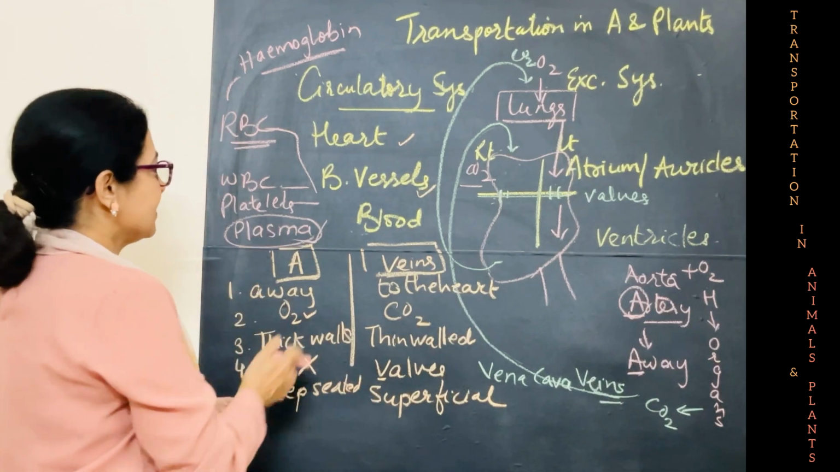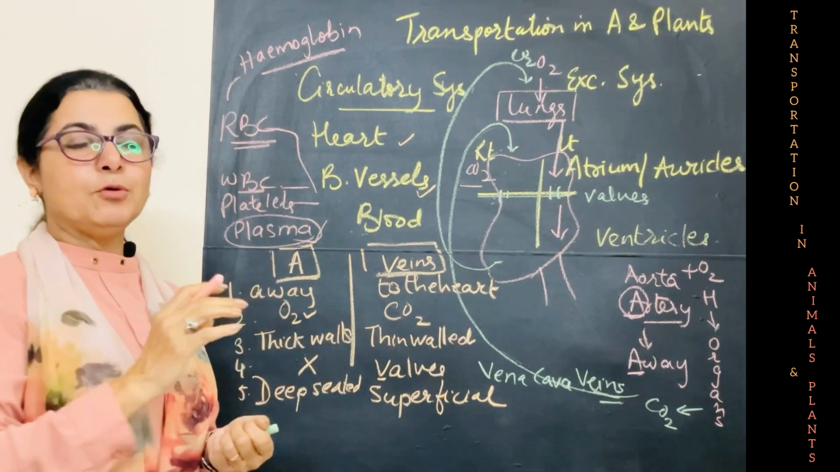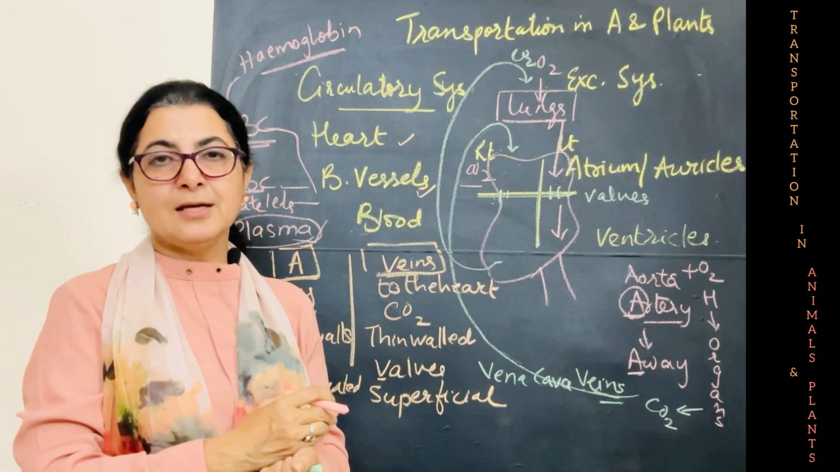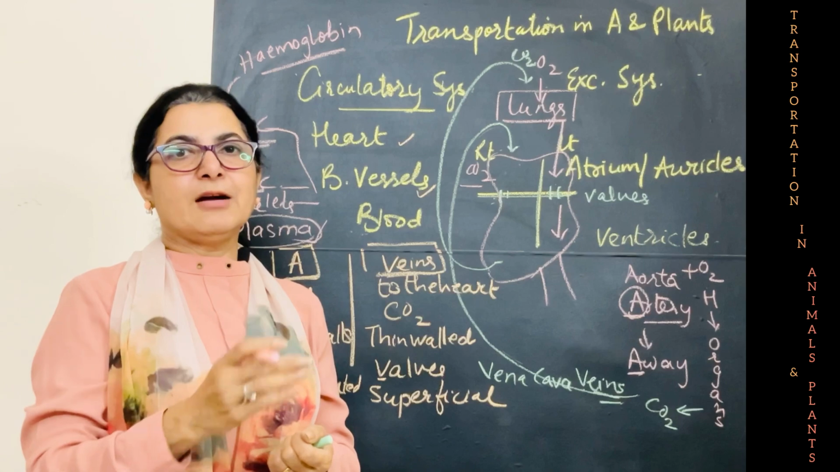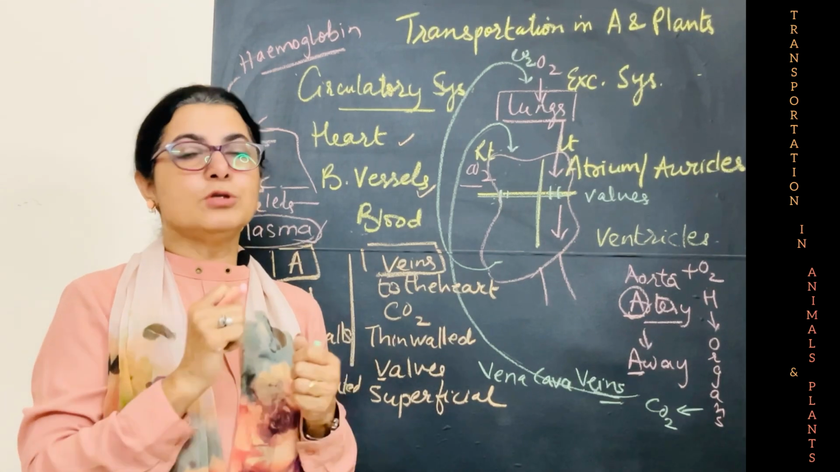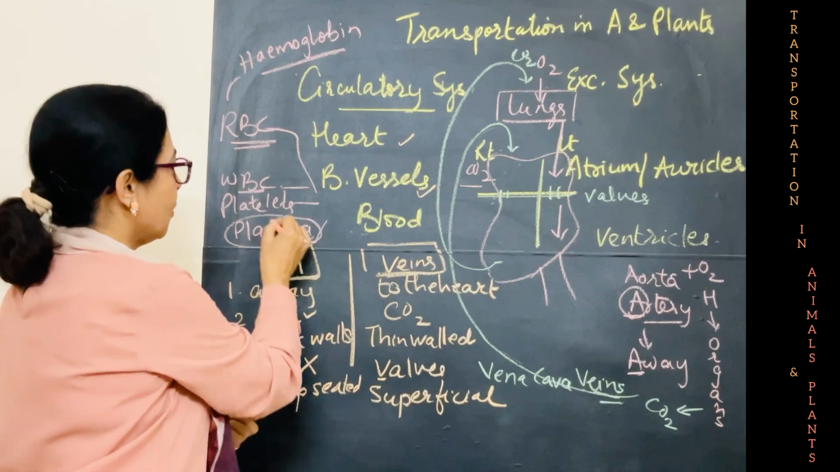So coming to the next is your WBCs. Remember, WBCs are white blood cells. It means they are not having that red color. And what is their function? Their function is basically to kill the germs that enter the body. So they are the soldiers of our body. The next is your platelets.